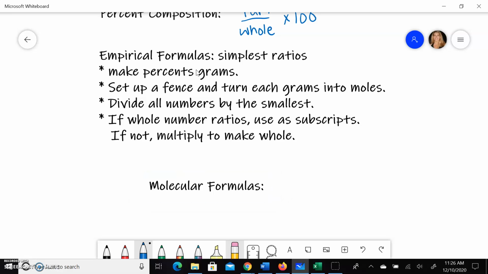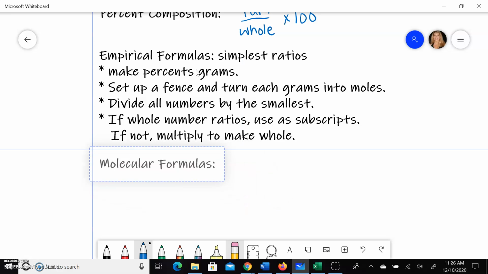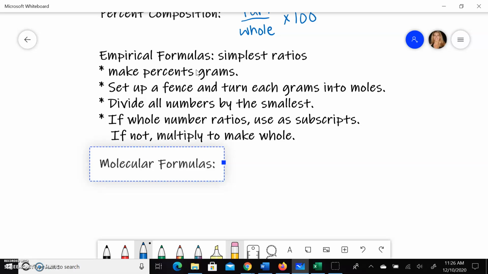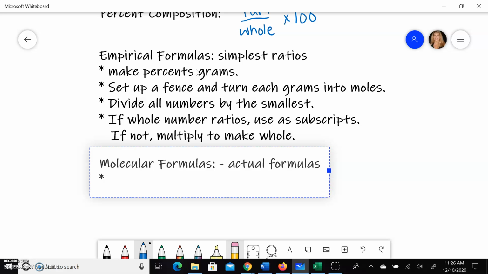The next thing are molecular formulas. For molecular formulas, these are the actual formulas. So like I said, for sugar, C6H12O6 is the actual molecular formula. And to solve these problems, you first need to find the mass of the empirical formula. Sometimes this will be given to you in the question. If not, you'll have to go through the steps above to get the empirical formula first.